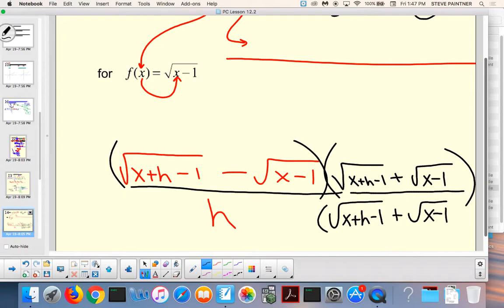And really what you're doing is multiplying your fraction by 1. This number, the conjugate over the conjugate, is just 1. You're not changing the fraction. You're just changing the look.